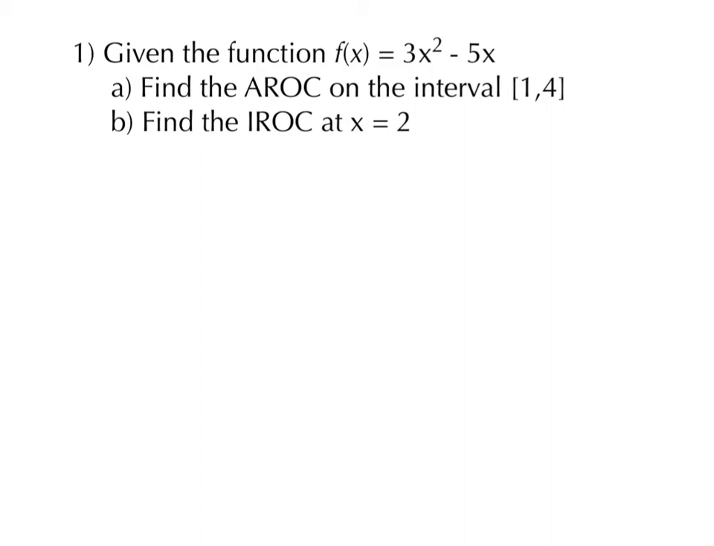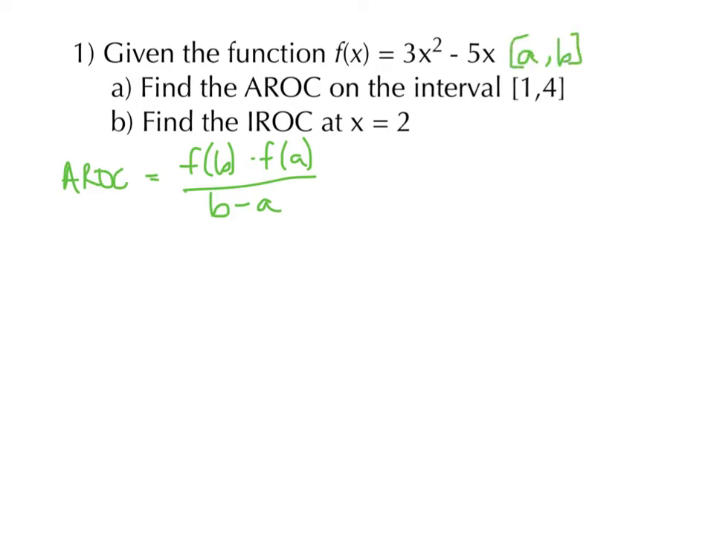So, all right, we're going to go ahead and grab our formula for average rate of change. It's f of b minus f of a over b minus a. Remember, it's just the slope formula. And so here, our interval is our a comma b. And so what we're doing is literally just plugging in our a and our b, our interval endpoints, into the formula. So it's just f of 4 minus f of 1 over 4 minus 1.